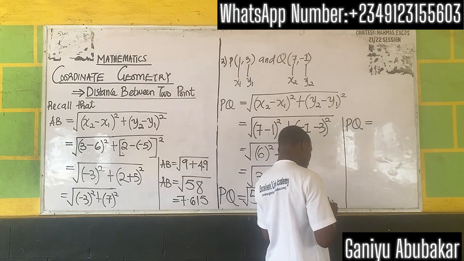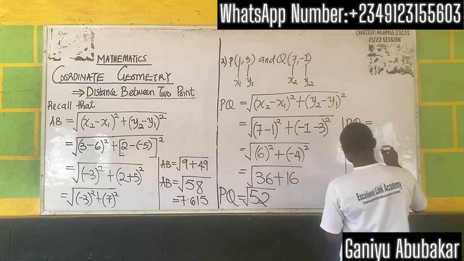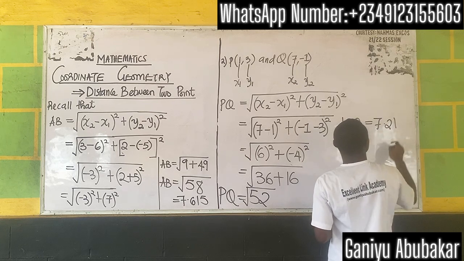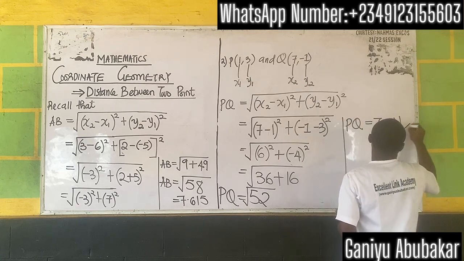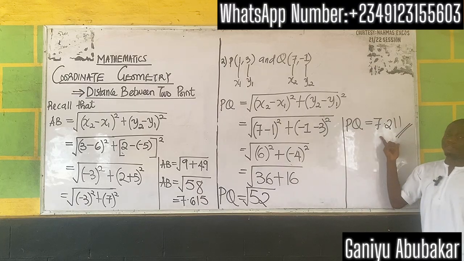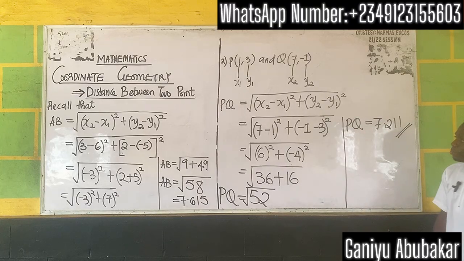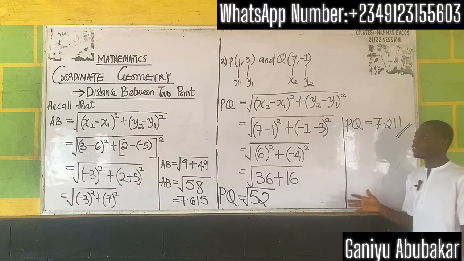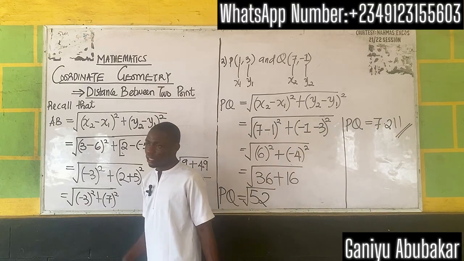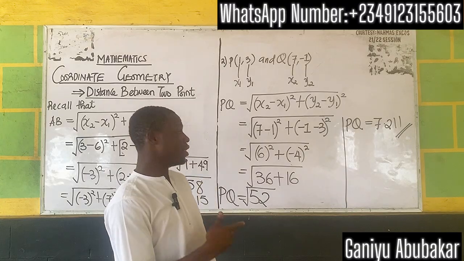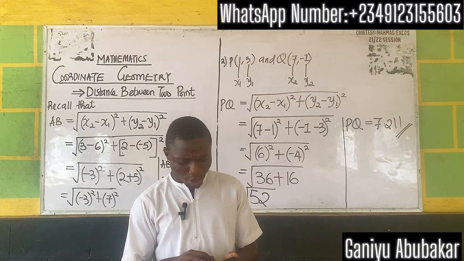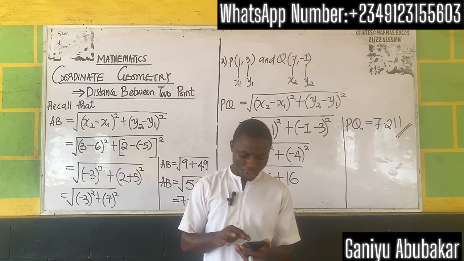The distance between points P and Q will be equal to the square root of 52. That gives about 7.211 if you want. So this becomes the distance between points P and Q. This is how you find or calculate the distance between 2 points. So you do question C for me and leave your answer in the comment section of this video.